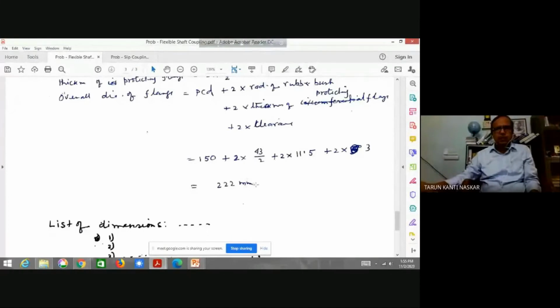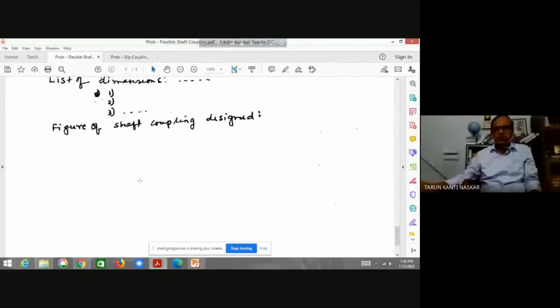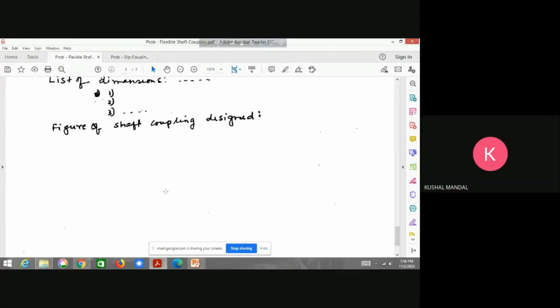So what you have to complete: you have to complete the list of all the necessary dimensions, 1, 2, 3, 4, etc. Then you have to draw the figure of what you have designed. So up to the drawing, your design will be complete. For your exam purpose, you have to do up to the drawing. Okay, is it clear now? Anyone respond? Yes, sir.